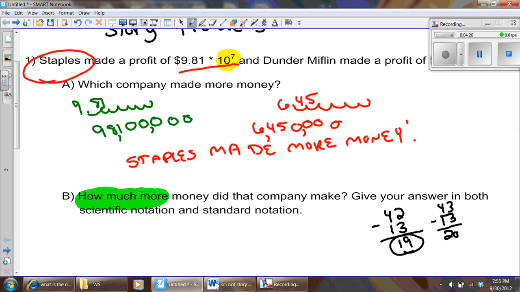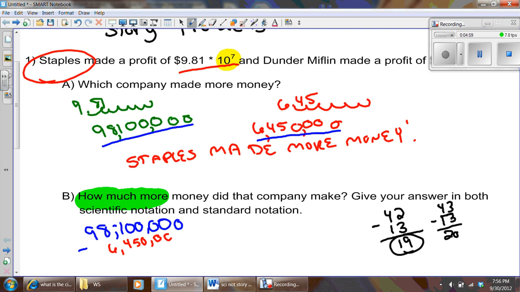But I am told to give my answer in both scientific notation and standard notation. Well, one really good way to do this, since we already took the time to put these in standard notation, you could take the 98,100,000 and subtract the 6,450,000 from it. That would be one very good way to do it.